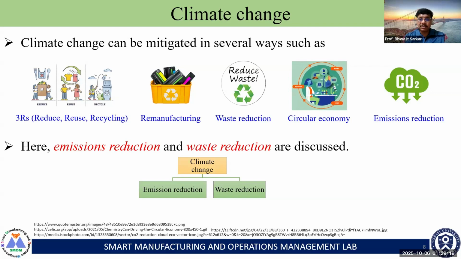Better results in what sense? Then you can control climate change. You can address the global warming matter. That means you can control global warming also. So you can save the environment. You can save your earth. That's why waste reduction is one of the biggest approaches for saving the earth.